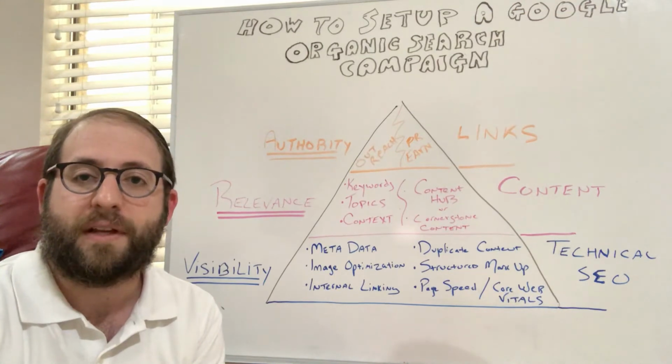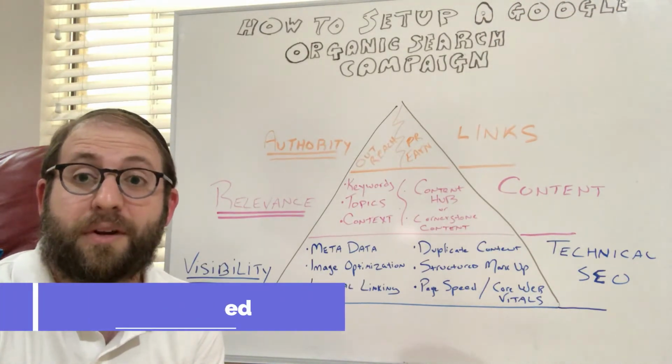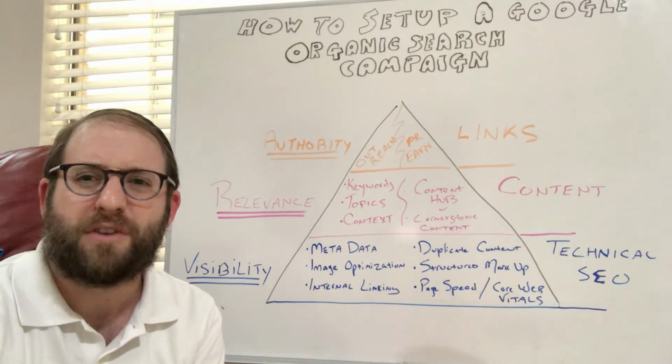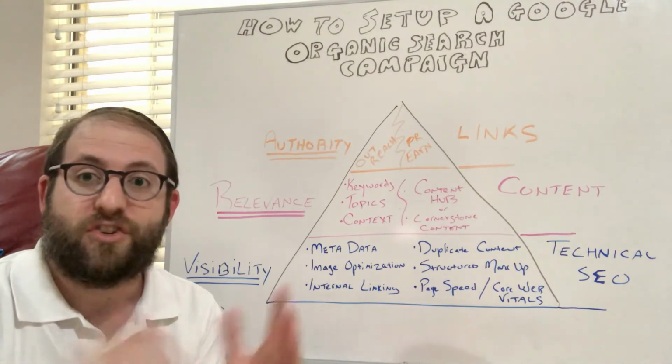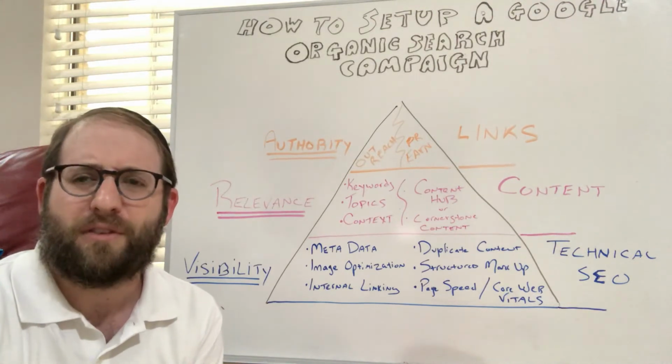Finally, when it comes to visibility, we want to look at page speed, how long it takes for the page to load. And more specifically, Google recently came out with something called Core Web Vitals, which are 3 metrics referring to page load speed. And as you know, just in general, when it comes to page speed, the faster a page loads, the better experience for the user.